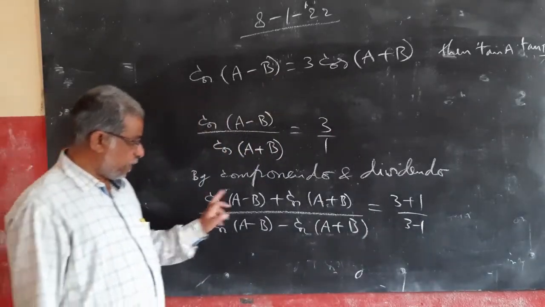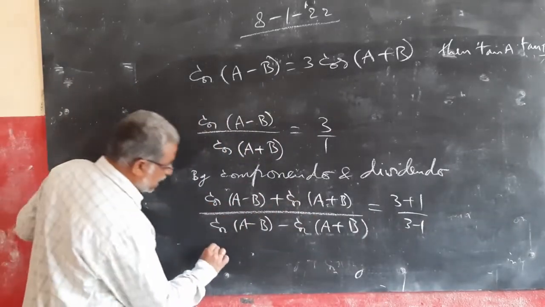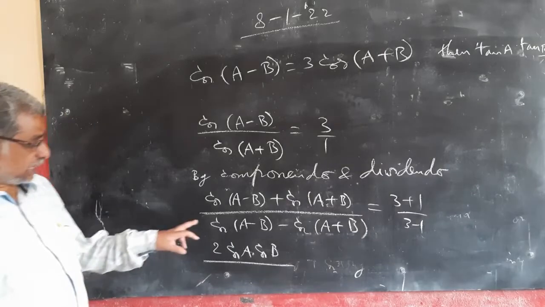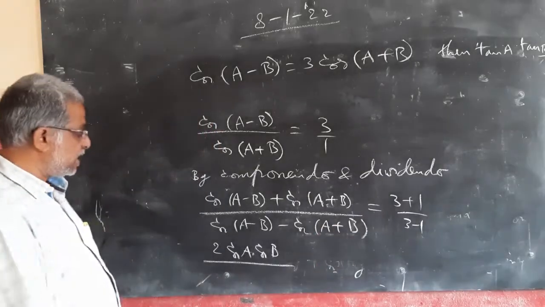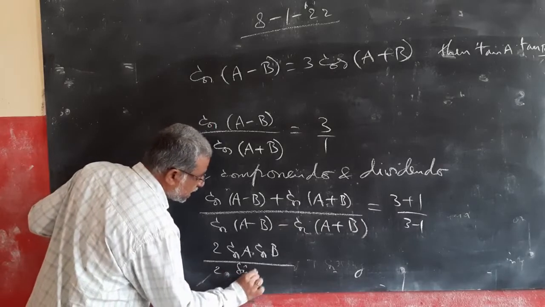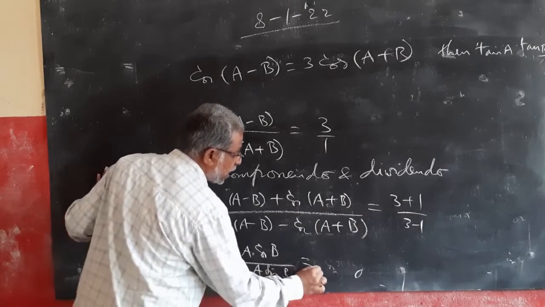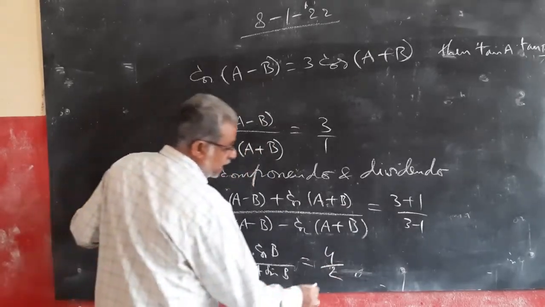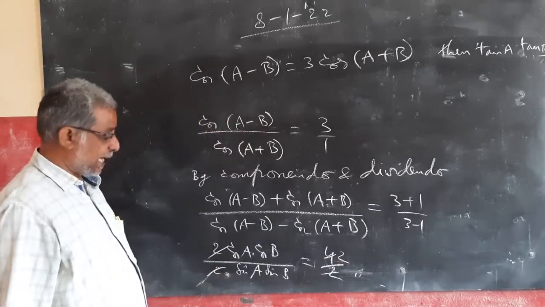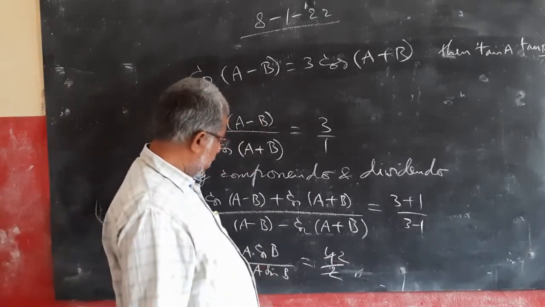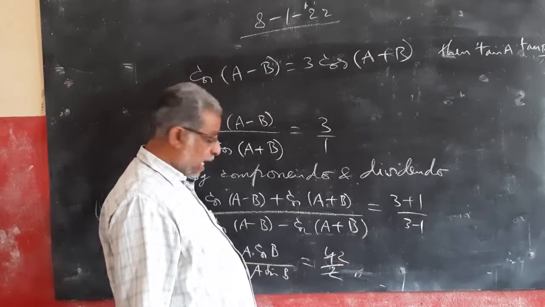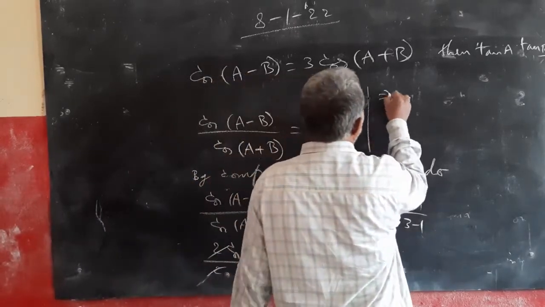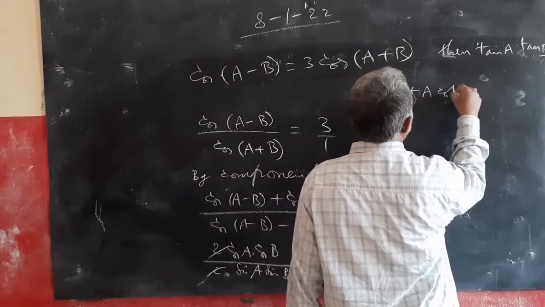Now we have cos a plus b plus cos a minus b becomes 2 cos a cos b. By this, cos a minus b minus cos a plus b is 2 sin a sin b. Equal to we have 3 plus 1, 4 by 2. So 2 cancels, and we have cos by sin is cot. Cot a by cot b means cot a into cot b equal to 2.